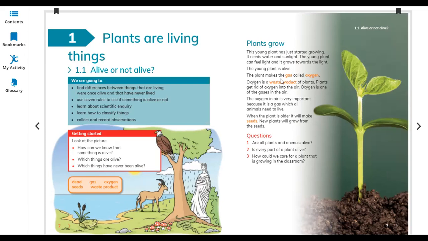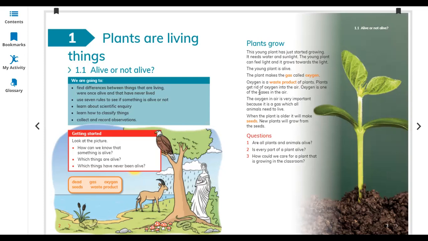So the plant makes a gas. It is called oxygen. Oxygen is very important for us, for humans, because we are breathing in oxygen. So oxygen is a waste product for what? For the plant. And our waste product, carbon dioxide, is important for the plant, and oxygen is important for us, but it is the waste product of a plant.